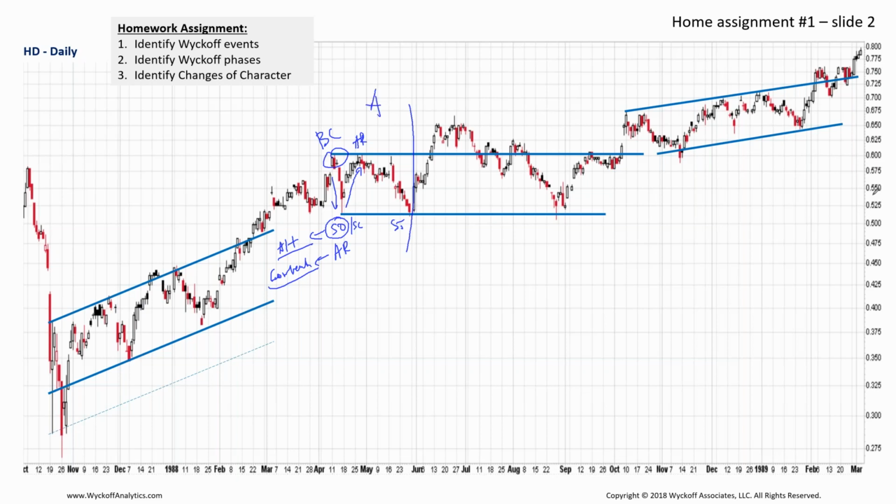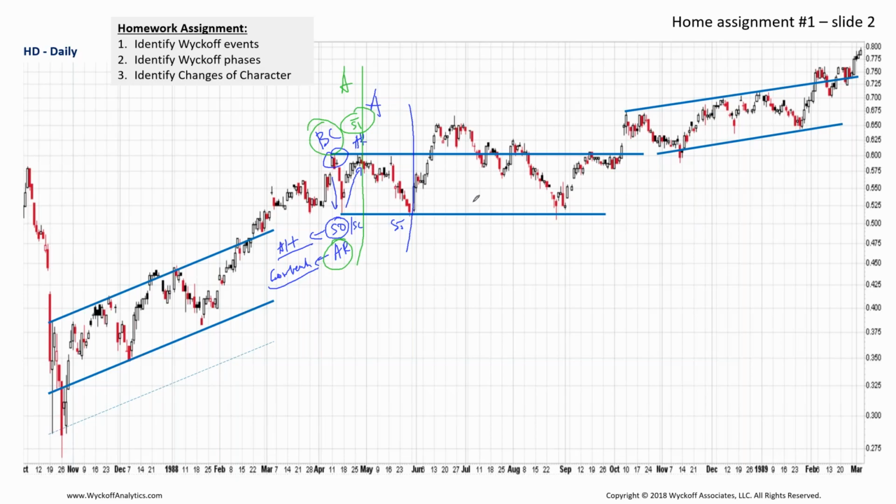Okay, in the alternative label, versus the more conventional labeling, right? So you'll have buying climax, automatic reaction, and then the secondary test, and that would conclude your phase A. And that would be the only difference. And I want you guys to see this. We've studied this in the previous class.